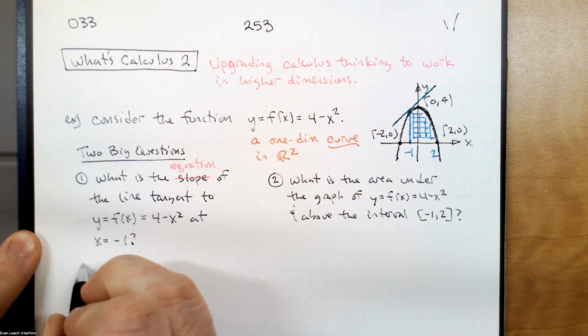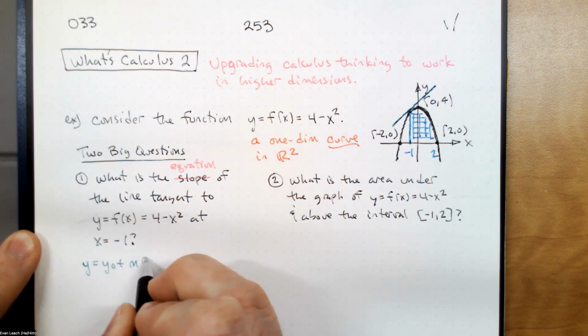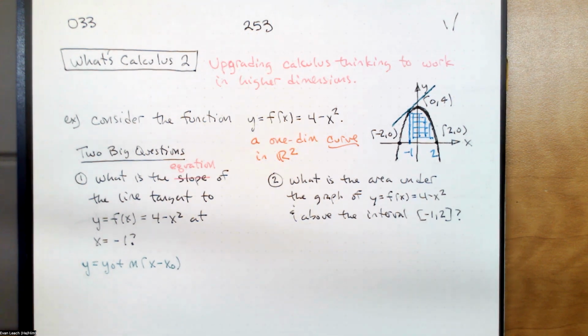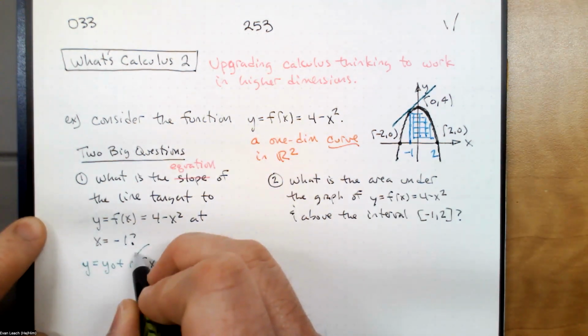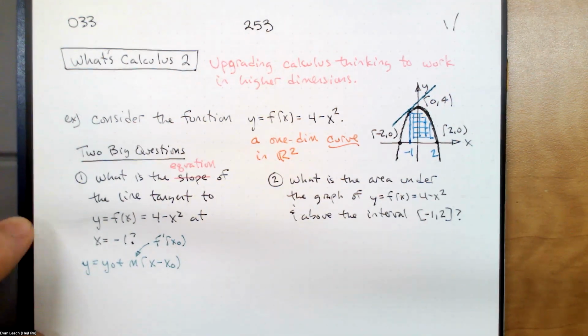I want the equation of a line, so I'm going to say y is equal to y naught plus m times x minus x naught. How do we get the slope in this case? Derivative. We take the derivative and plug in the point that we care about. So the slope is f prime at x naught.